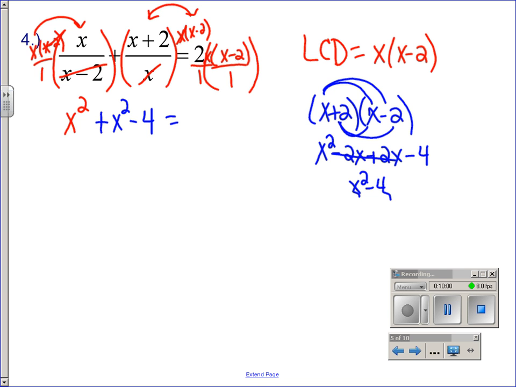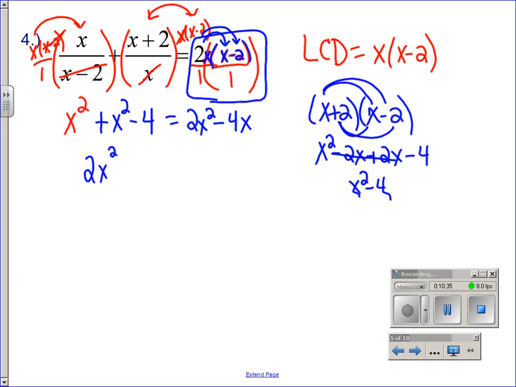Now, does anything on our last fraction, looking at this one, cancel top to bottom? No. So we have an x in there, and then we have an x minus 2. So now we're going to take the 2x and just multiply through. So we have 2x squared, and then 2x times negative 2, which is a negative 4x. Are there like terms that we can combine? Yes, x squared plus x squared is 2x squared. Minus 4 equals 2x squared minus 4x.